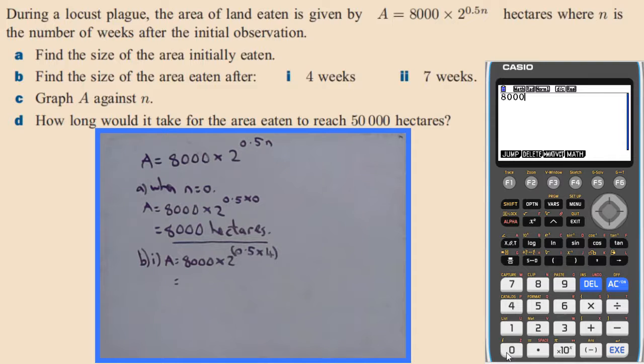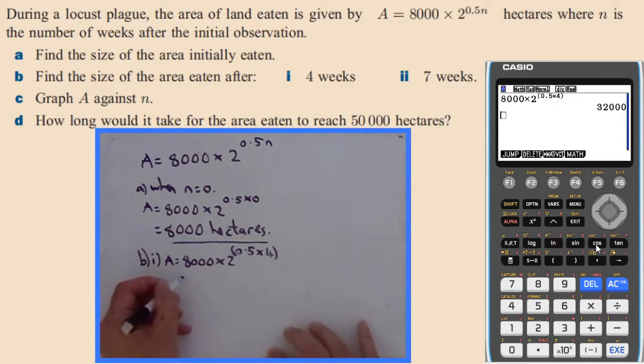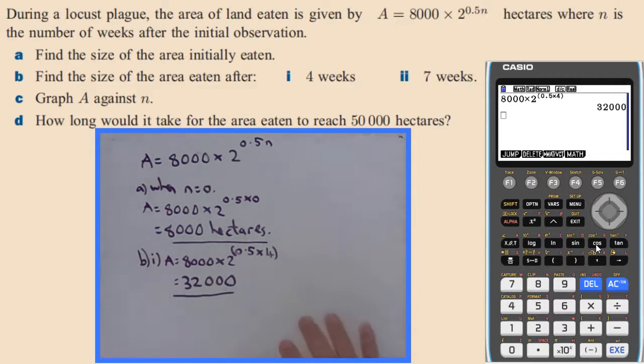So 8,000 times 2 to the power. Use a bracket to be safe. You probably could get away with not using it, but you're better off using it if you're not sure. So 0.5 times 4. You could work out 0.5 times 4, but seeing as I've got to do a second part as well, it doesn't really help you in the long run. And that gives us an answer of 32,000. So that means that 32,000 hectares have been eaten after 4 weeks. So write hectares.